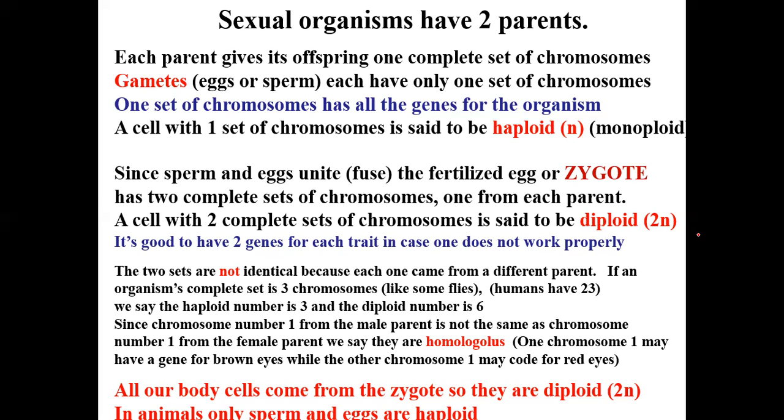Now, the two sets that you have are not identical. The two sets of chromosomes are not identical because they each come from a different parent. And these are different people with different backgrounds and different genetics.